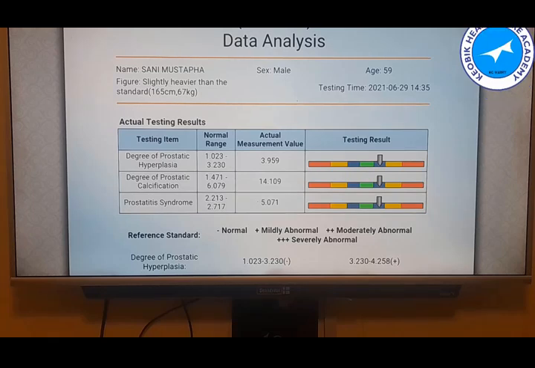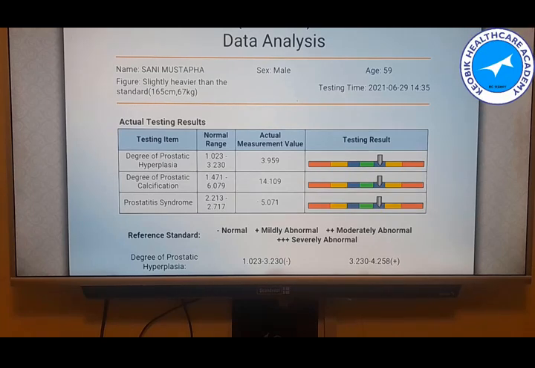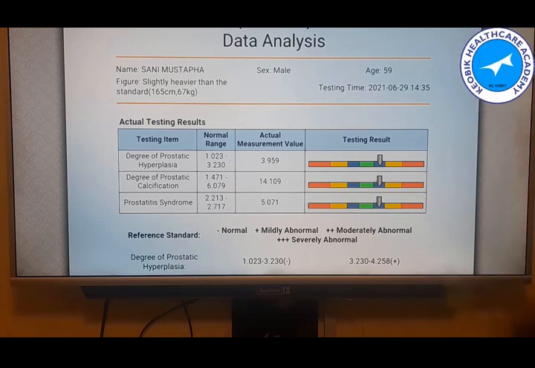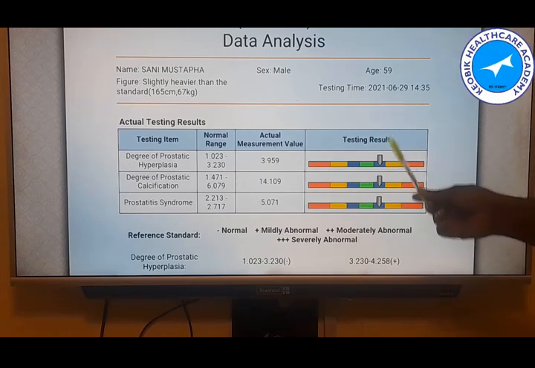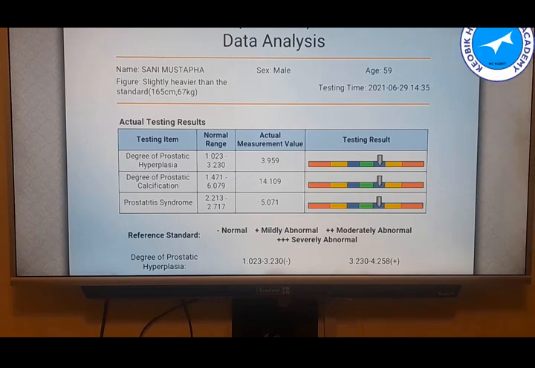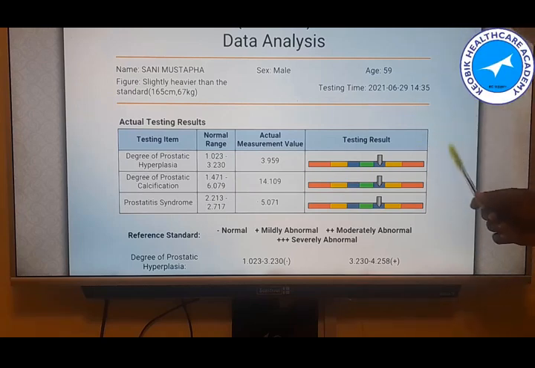All right, so if the result is on moderately abnormal high or severely abnormal high, it can be indicating BPH, what we call benign prostate hyperplasia, in simple terms, prostate enlargement. Or it could also be indicating prostatitis, that is inflammation of the prostate, or it could be indicating prostate cancer.